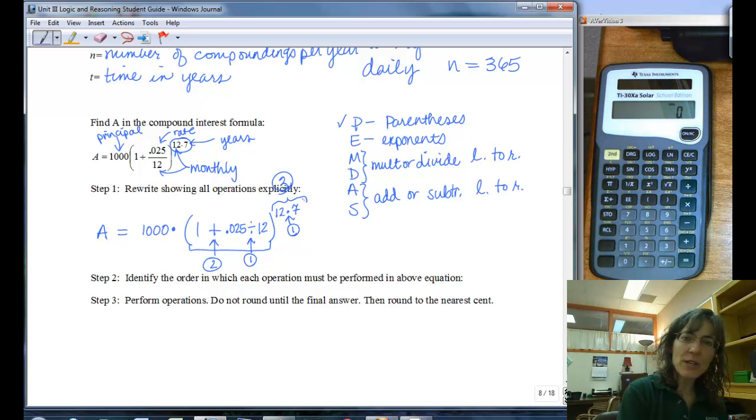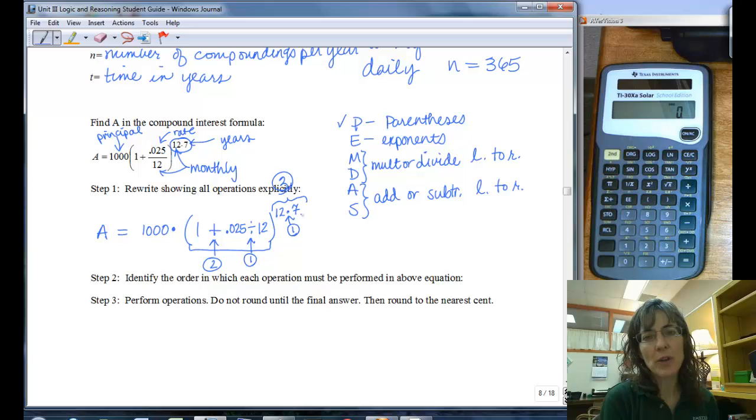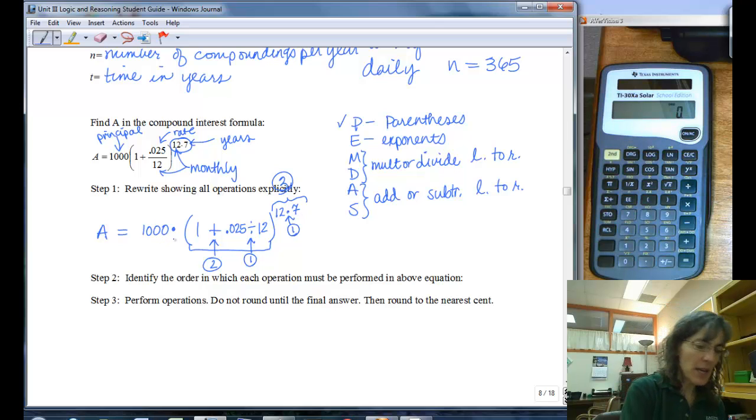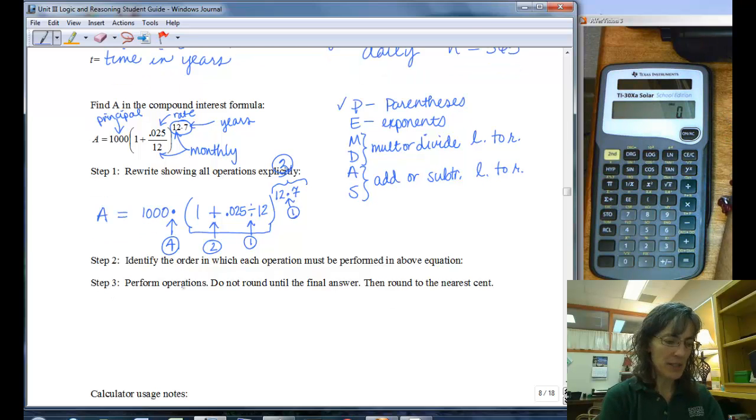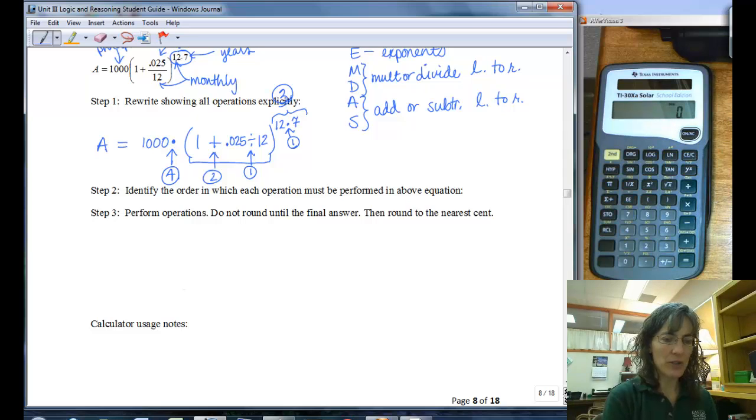And then after I handle that exponent, then I'm looking for multiply, divide, add, subtract. And so my last operation on the right hand side is going to be to multiply. So there's the order of what I need to handle, how I need to handle those operations. Let's go down and see how that actually looks then.